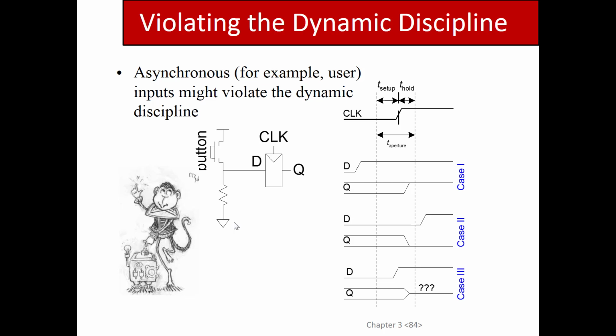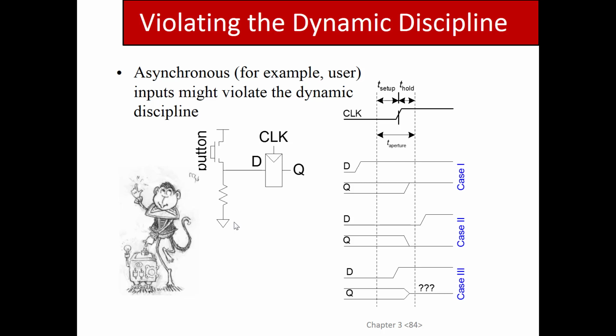We do it in 313, the embedded systems class. We take buttons and connect them directly to registers. We don't even think about it. But wait a second. If the user hits a button, and that button is connected to D, and we're sampling that D on a clock edge, what's to say that the user won't hit that button inside the aperture time? Nothing. There's no way to guarantee that the user won't hit the button inside the aperture time.